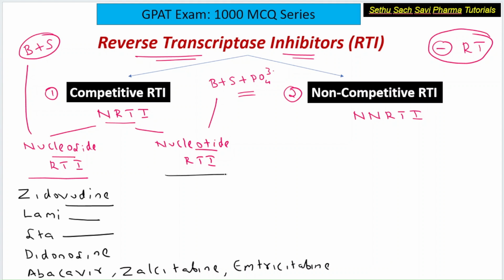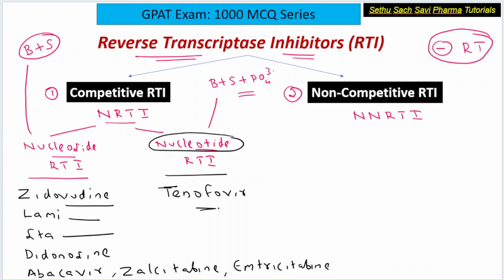NRTI could also be nucleotide. The phosphate group also could be there. And you only need to remember one drug which comes under nucleotide reverse transcriptase inhibitor. Name of the drug is tenofovir. So tenofovir is NRTI, but that N stands for nucleotide because it contains a phosphate group also, tenofovir.